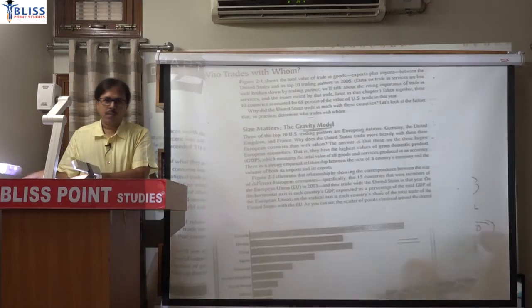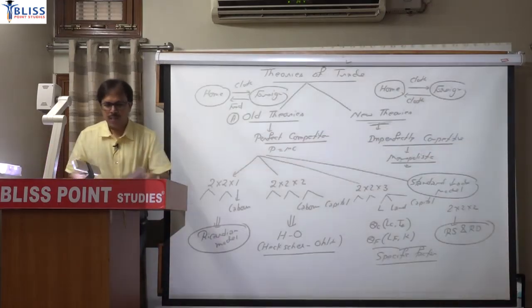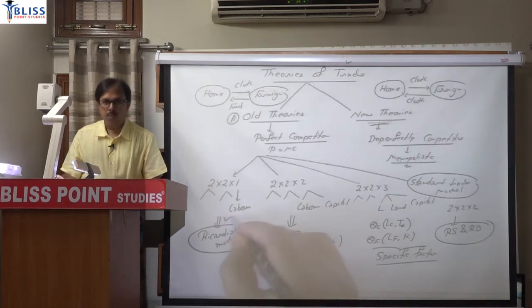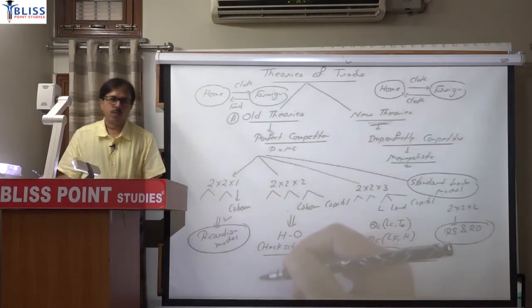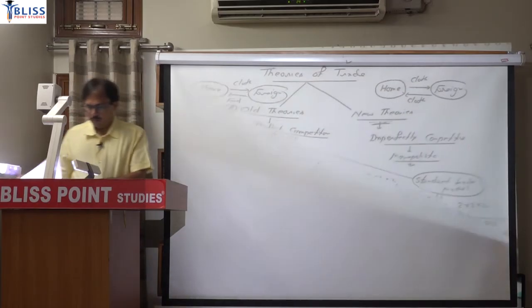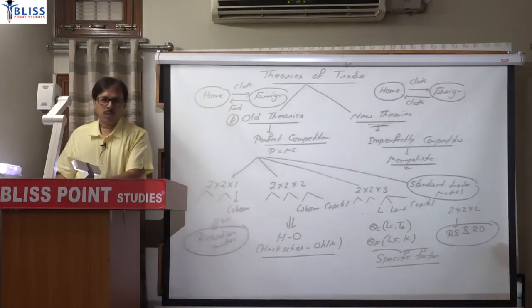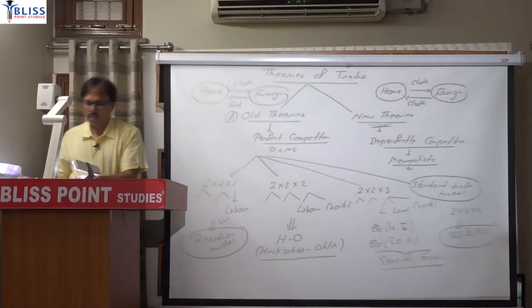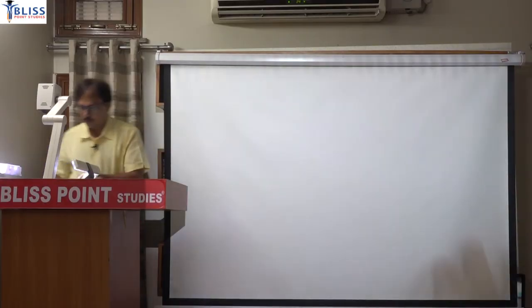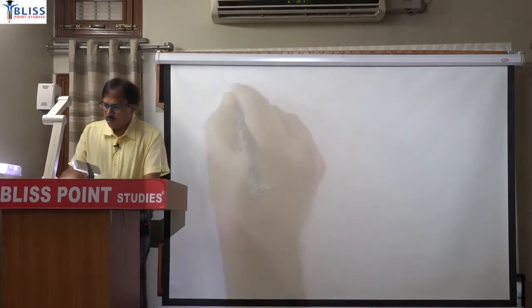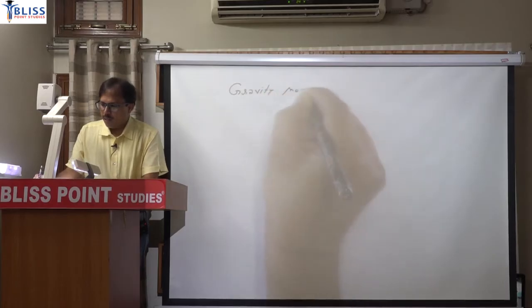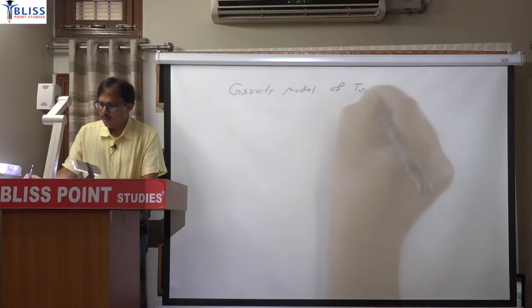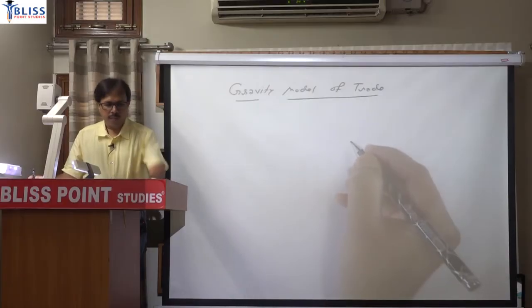So we will start with this gravity model, and after completing it, we can start with the Ricardian model, then go to the HO model, then the specific factor model, then the standard trade model, and then the new trade theories. Pay attention to such questions. It becomes a bit of an off-track question, but once that question has been asked, you are expected to cover it. So first will be the gravity model of trade.